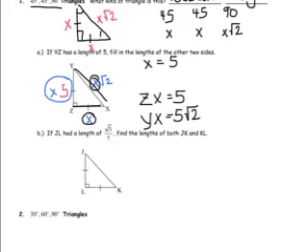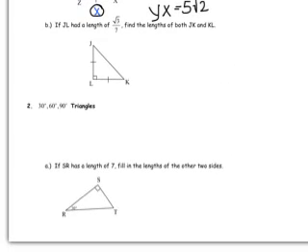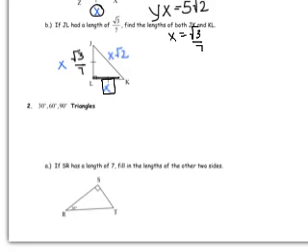Next example. If JL has a length of square root 3 over 7, so now I'm labeling this as square root 3 over 7. Find the lengths of the other two sides. Once again, label x, x, x root 2. This is the side I have two pieces of information about, so I'm going to set it equal. So x equals square root 3 over 7. Therefore, LK, which is just x, must be square root 3 over 7.